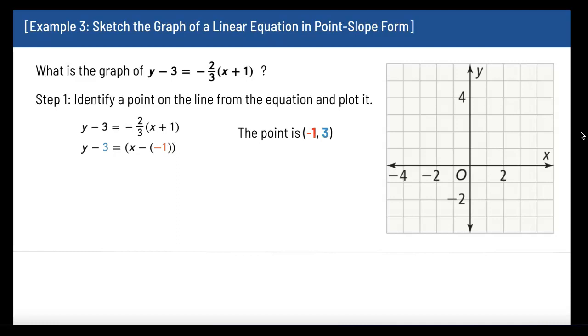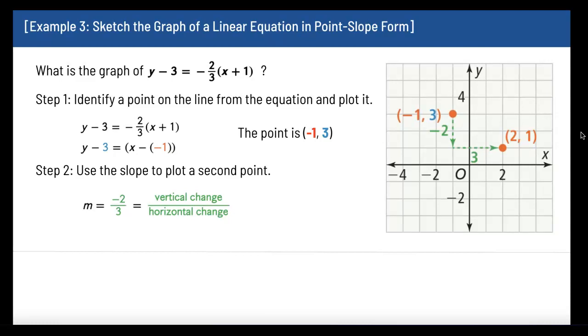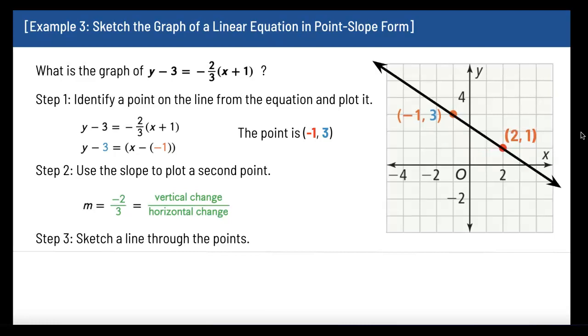This helps us to see that we are looking not for the point (1, 3), but (-1, 3), which is here on the graph. Then we will use the slope to plot a second point. In this case, our slope is -2/3. -2 is the vertical change, and 3 is the horizontal change, also known as the rise and the run. So we are going to go down 2 and right 3 to get to our next point of (2, 1). Finally, we have 2 points. That's all we need. We can now draw the line.